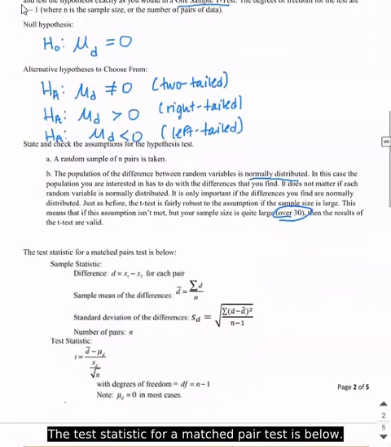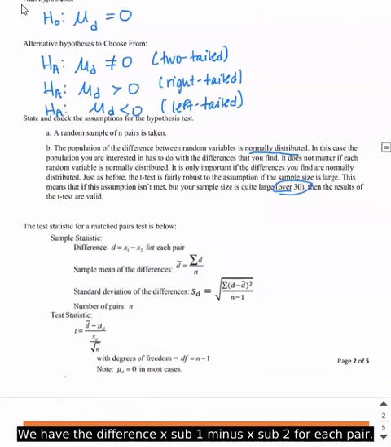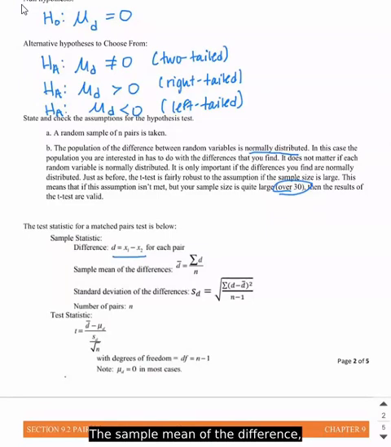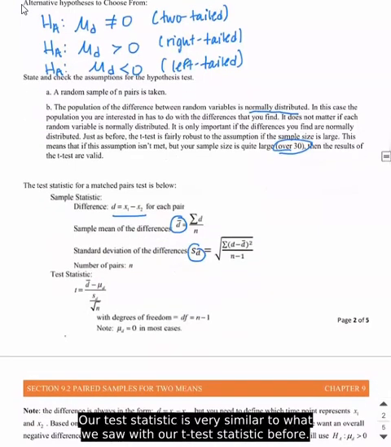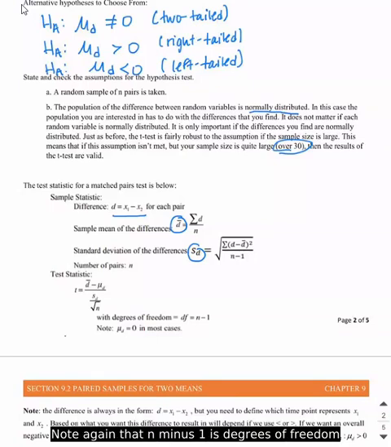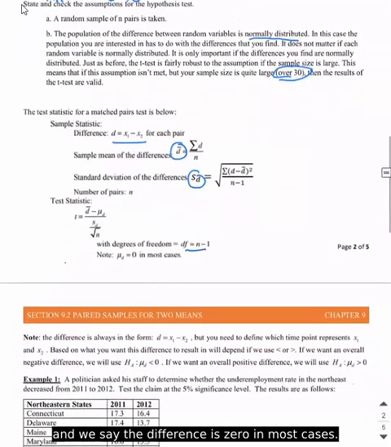And the test statistic for a matched paired test is below. We have the difference, x sub 1 minus x sub 2, for each pair. The sample mean of the difference, we call it d bar, is found very similarly to how we found the mean before. And then our standard deviation of the differences, again, is very similar here. Our test statistic is very similar to what we saw with our t test statistic before. Note again that n minus 1 is degrees of freedom. And we say the difference is 0 in most cases. For our case, we're going to assume that assumption.